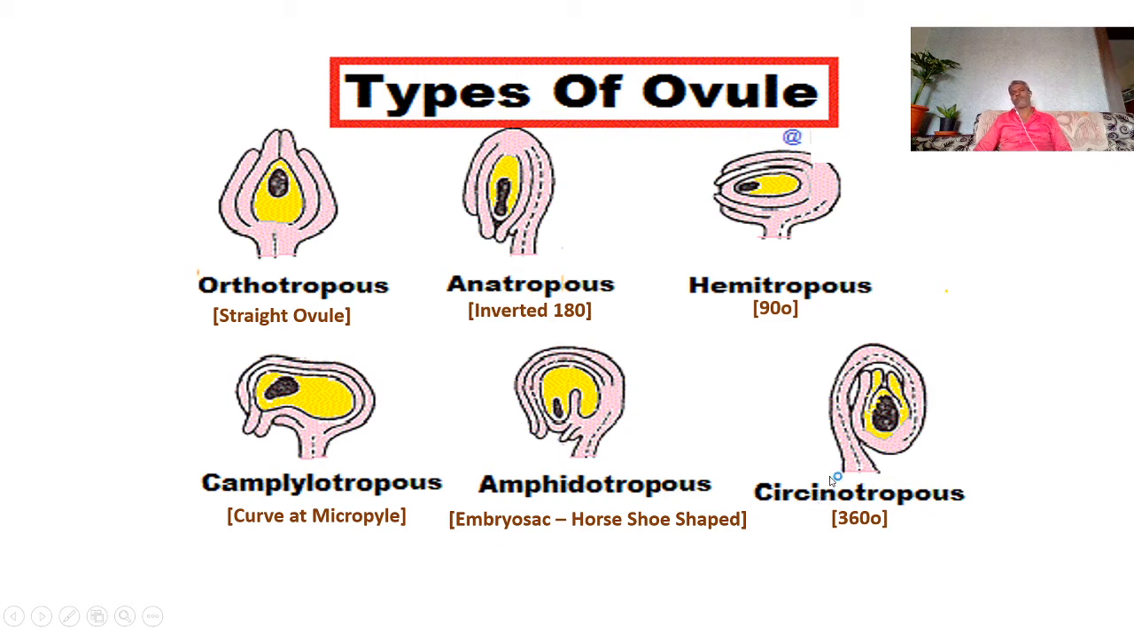Based on the position of these, the ovules are of six types: Orthotropous, Anatropous, Hemitropous, Campylotropous, Amphitropous, and Circinotropous. Based on the angles, the anatropous is inverted at 180 degrees, and the hemitropous is at a right angle to the funiculus, which is 90 degrees. Campylotropous is more than 90 degrees. Amphitropous is more than 90 and less than 180 degrees. And Circinotropous shows 360 degrees curvature.